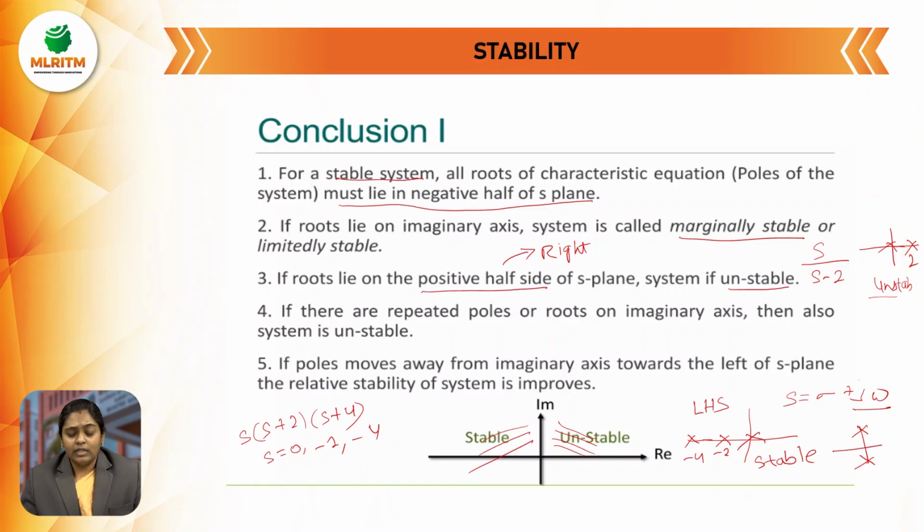And there is one more condition for instability. As I told you, if there are roots on the imaginary axis, and if there are repeated roots on the imaginary axis, meaning more than one pole at the same point, then also the system is said to be unstable. So in simple words, if the roots are not repeating on the imaginary axis, then it is marginally stable. If the roots are repeating on the imaginary axis, then the system is said to be unstable.